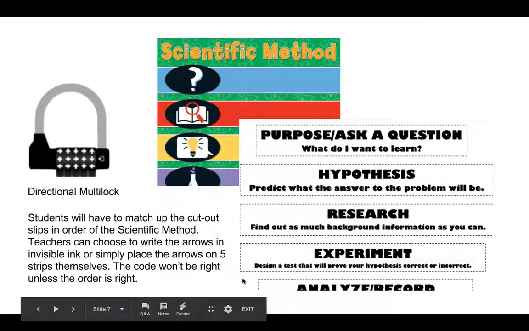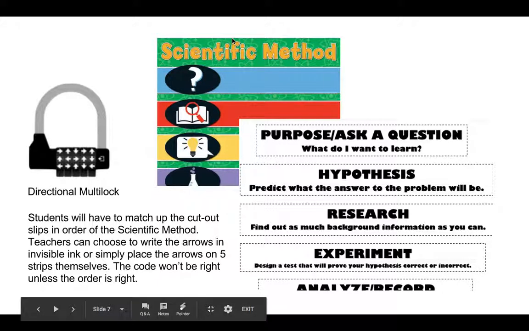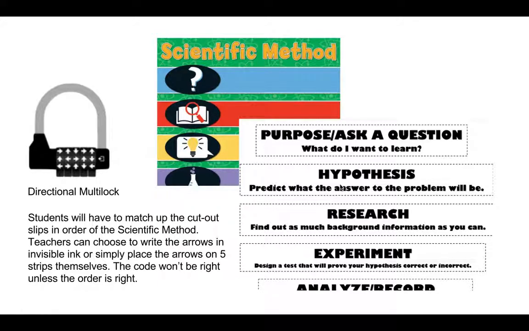To solve the directional multi-lock, students will have to match up the cutout slips in order of the scientific method. So you're going to have this poster hanging up somewhere in your classroom, and you'll be cutting out these pieces and placing them in the smaller EDU box. It's your choice whether you would like to put the arrows written in invisible ink on 5 of the slips, or you can just simply write out the arrows.